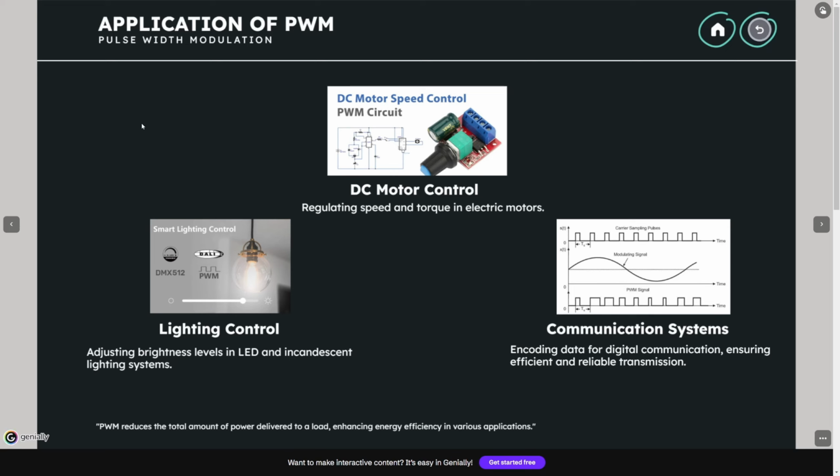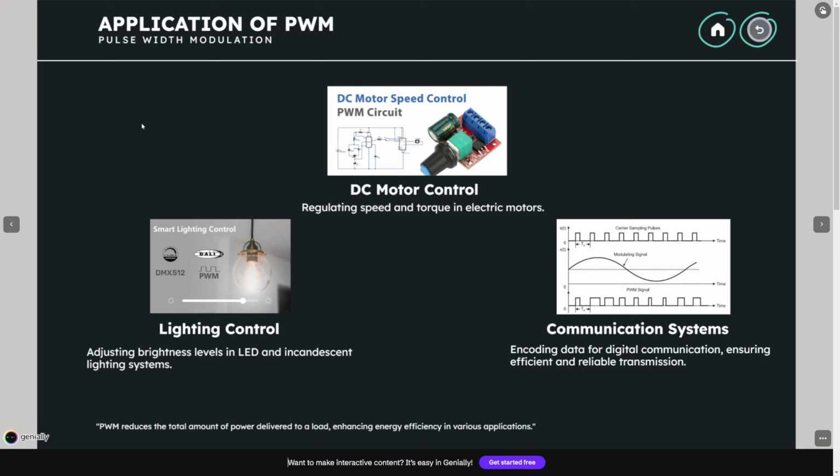The first one is DC motor control. PWM can regulate the speed and torque in electric motors. The second one is lighting control. By using PWM, we can adjust the brightness level in LED and incandescent lighting systems.